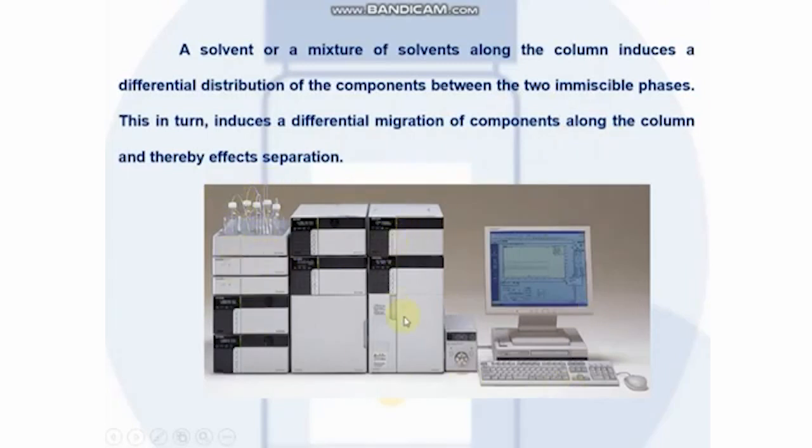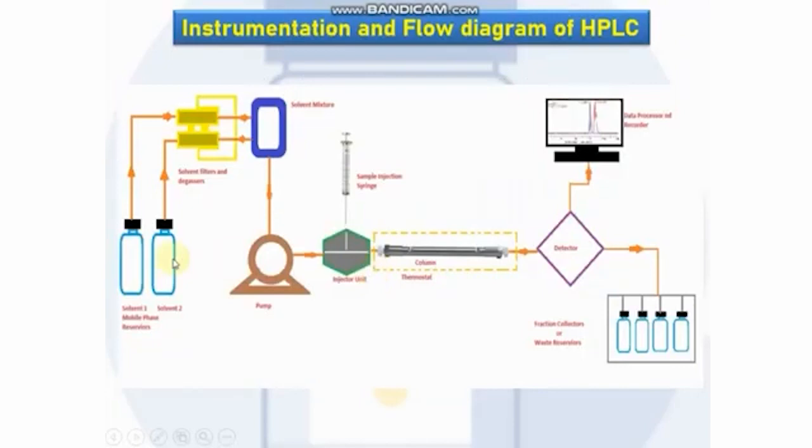This is a picture of a simple HPLC unit. Next, instrumentation and flow diagram of HPLC. Here, these are the different parts of a simple HPLC unit. Here the mobile phase reservoirs, then solvent filter and degasser unit, solvent mixture unit, then there is a pump, then the injection unit and syringe. It is used for the sample injection.